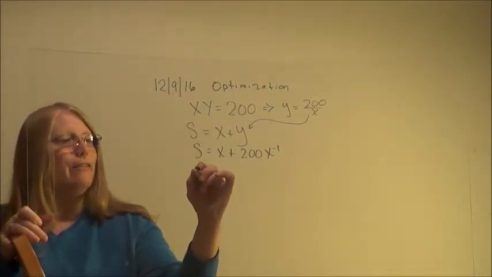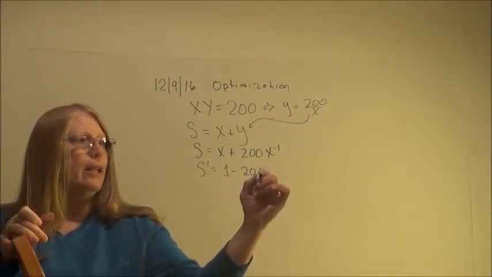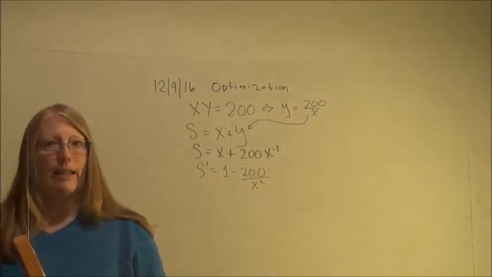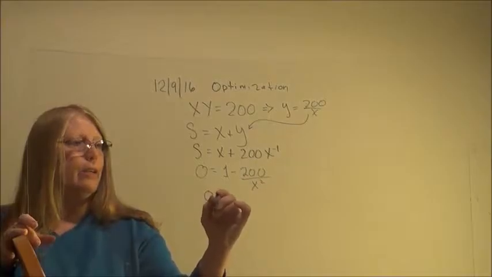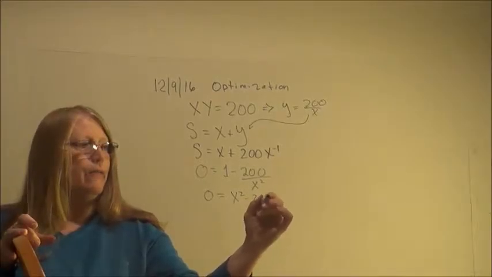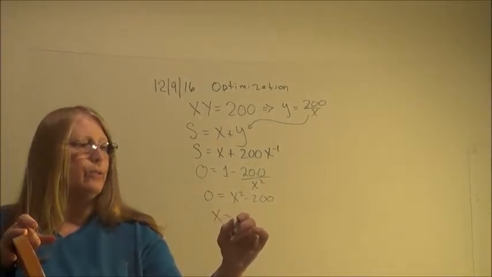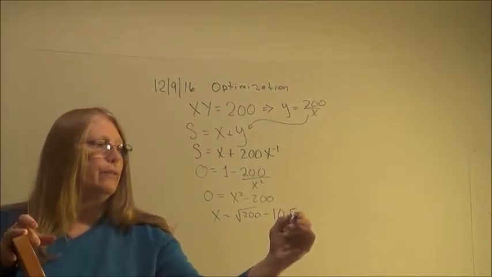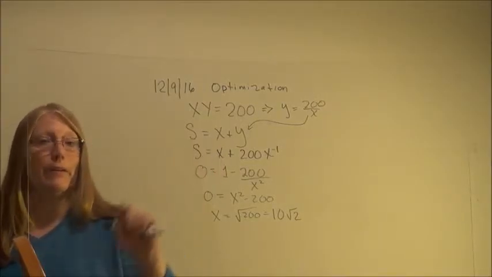So let's find the derivative of this expression. We get 1 minus 200x to the minus 2. Let's set that expression equal to 0. And when we do that, I get 0 equals, multiply through by x squared, and solve that for x. So I'm going to get x equals the square root of 200, which simplifies to 10 square roots of 2. If that's a minimum value, then I will accept it as the x part of my answer.